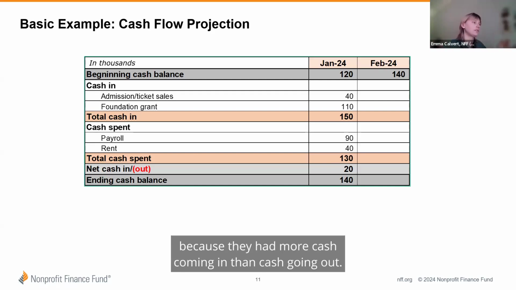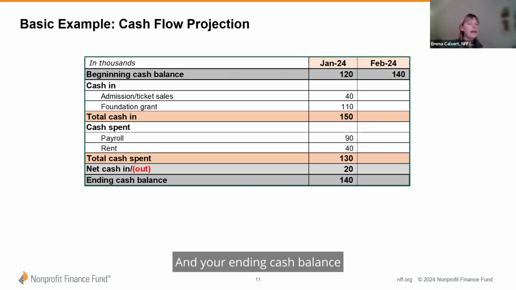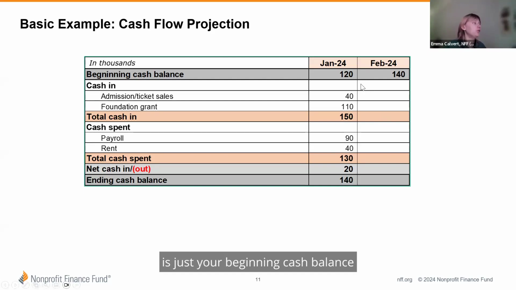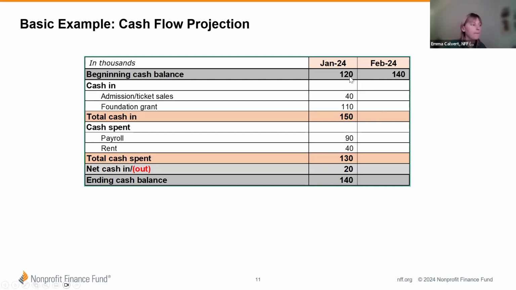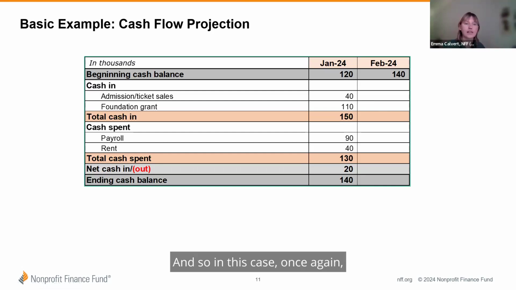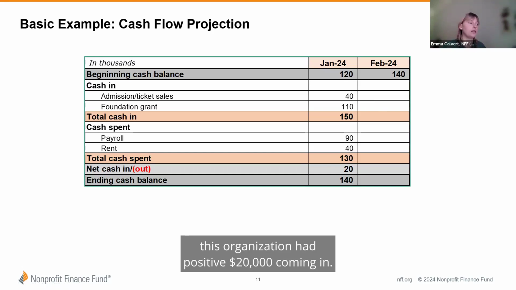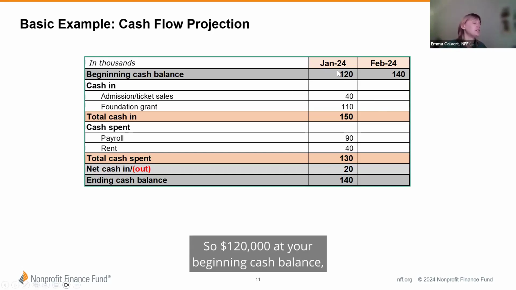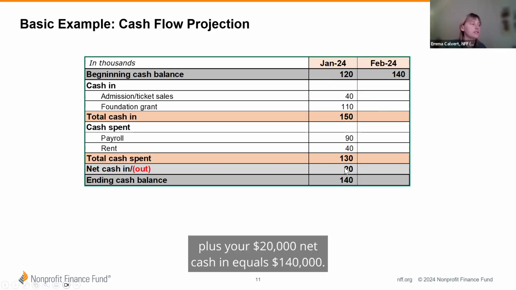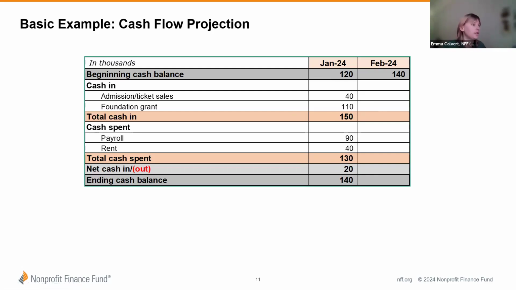And your ending cash balance is just your beginning cash balance plus your net cash in or minus your net cash out. And so in this case, once again, this organization had positive $20,000 coming in. So $120,000 at your beginning cash balance plus your $20,000 net cash in equals $140,000.